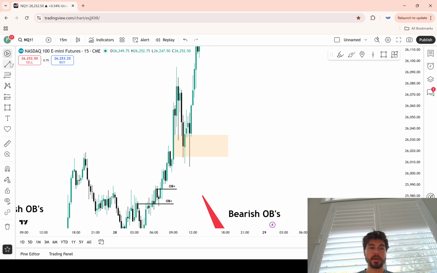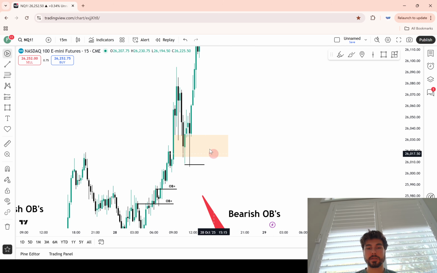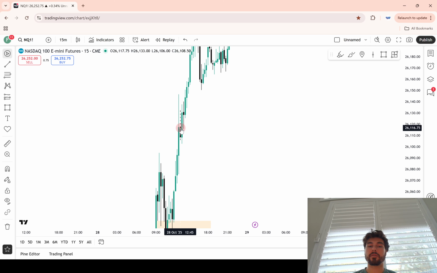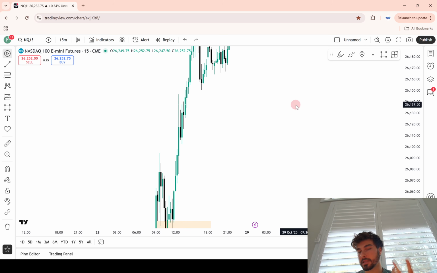Obviously, all-time highs, crazy bullish. We're going to have heaps of bullish order blocks. Sweep some sell side. Cool. Now you got these down close candles here. When we close above that, that's an order block. When we close above that, that's an order block. When we close above that, it's an order block. When we close above that, you get the point.